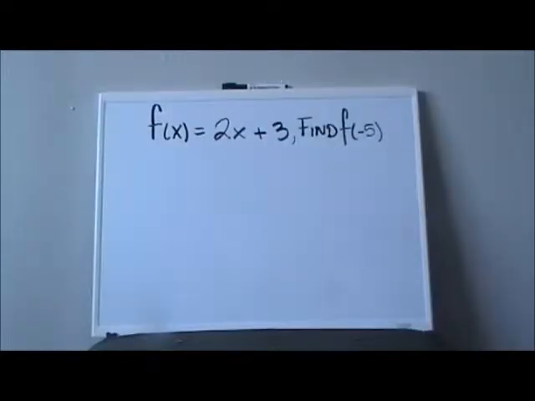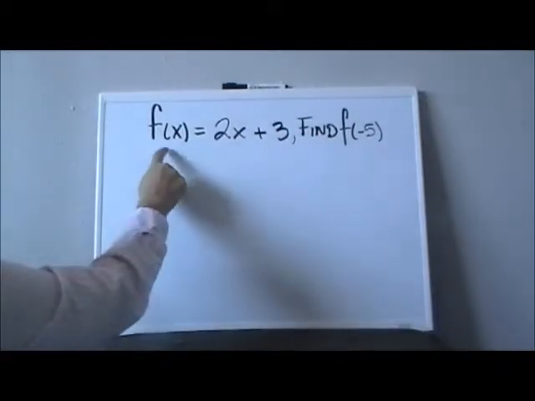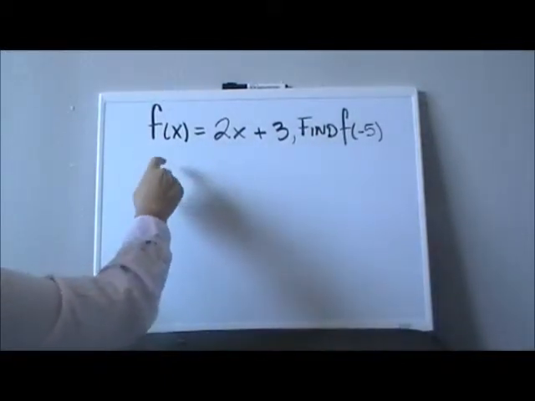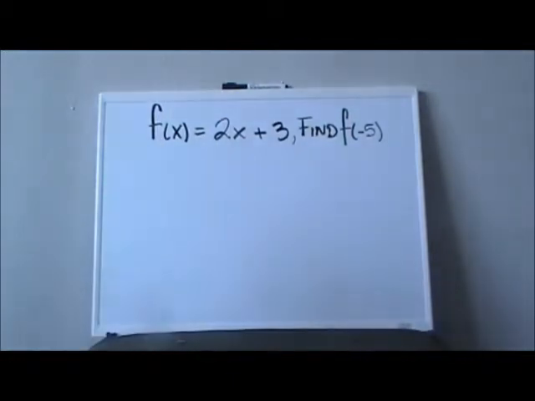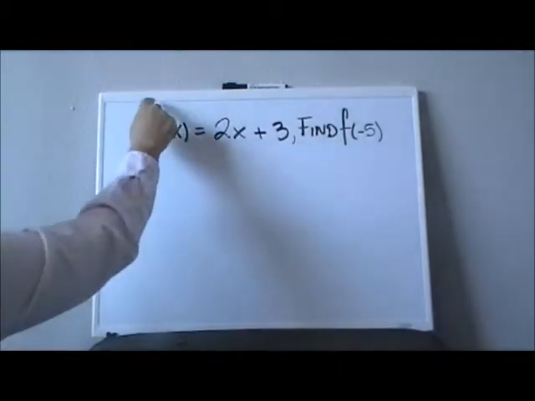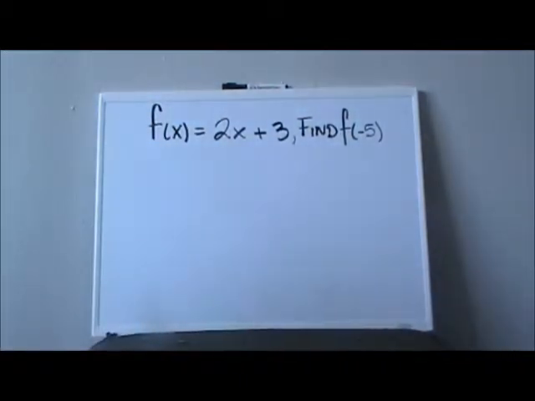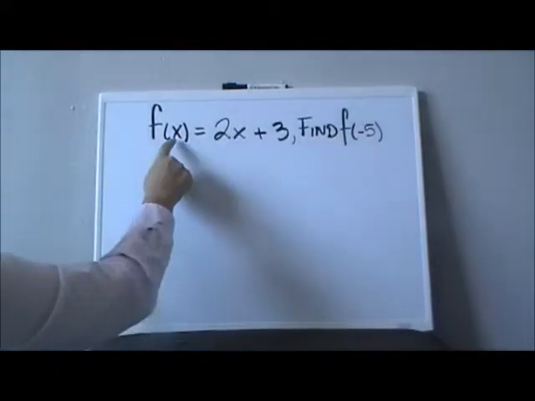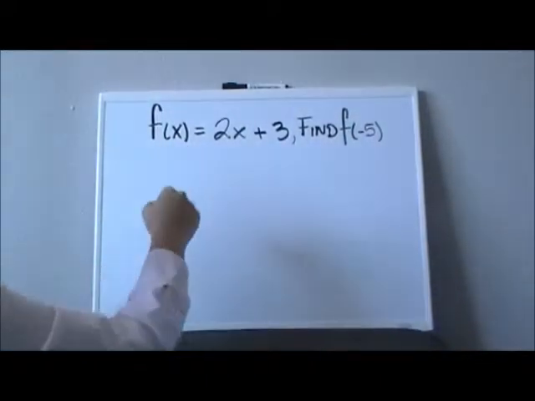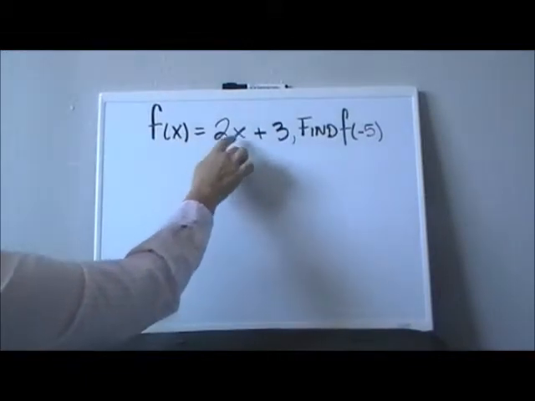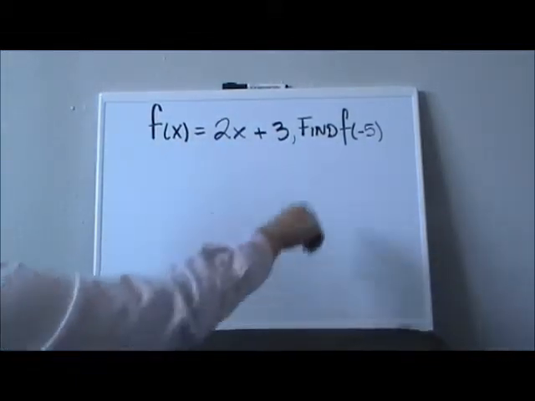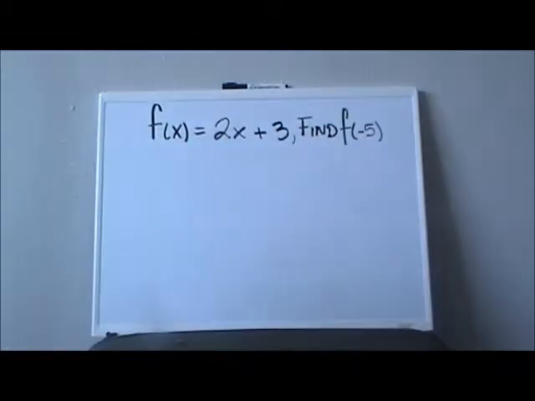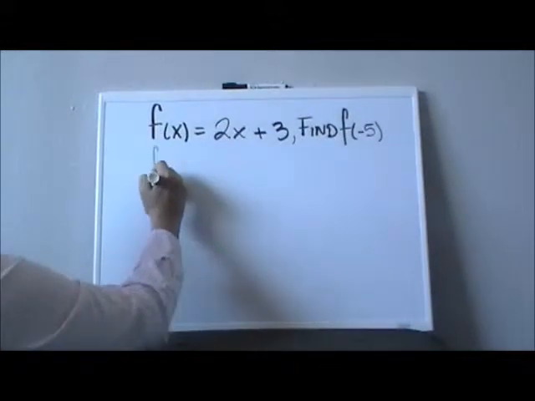Okay, right now we're going to be talking about function notation. The function notation is when we have this right here, f of x. It can be any other letter, but what this means is that f is my dependent variable, which is depending on x. So, I have f of x equals 2x plus 3, and I want you to find me f of negative 5.